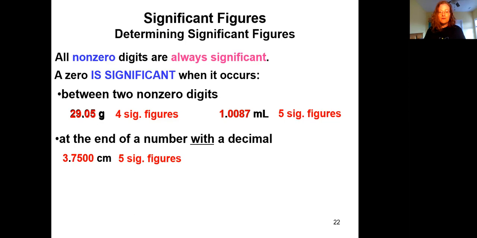How about this one? This one's a little trickier. Notice there's no numbers after the decimal point. It's just the unit pounds. 620 point is how we would read this. That point was exhausting to write down. That means that the 0 at the end is significant. This will now be 3 significant figures.